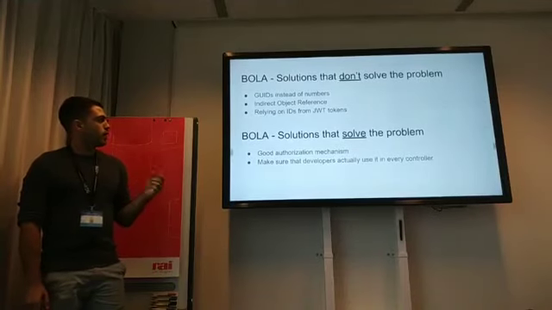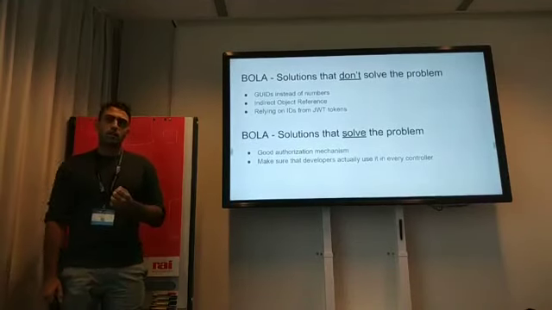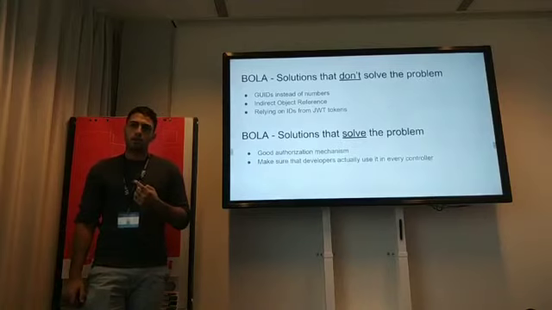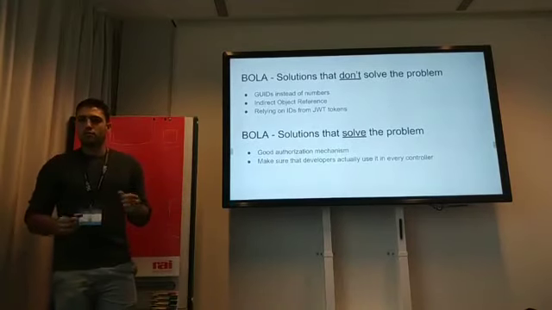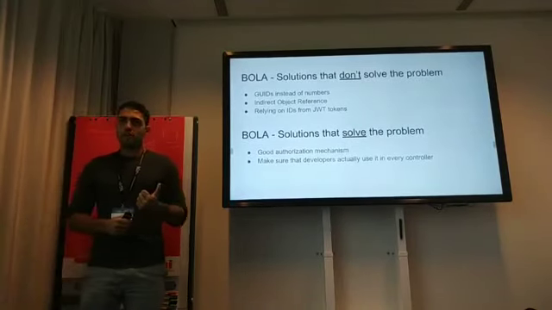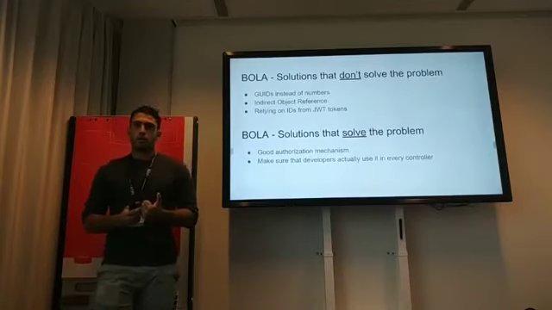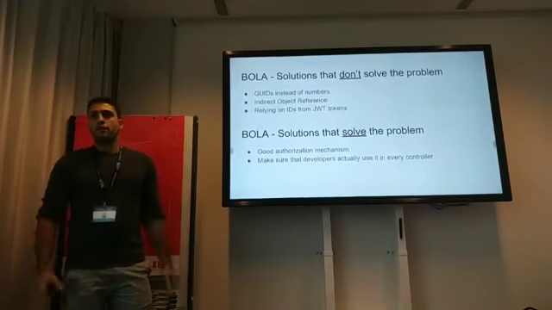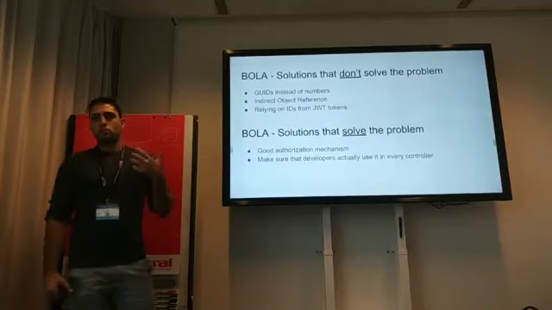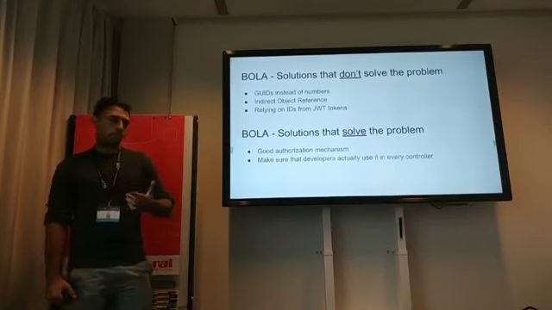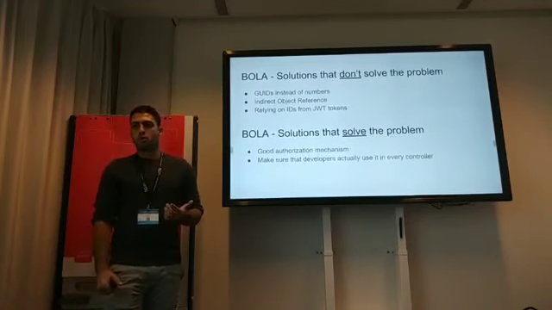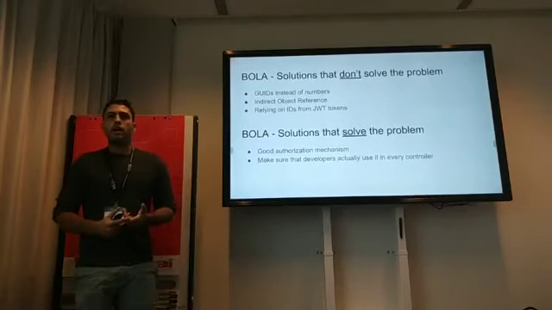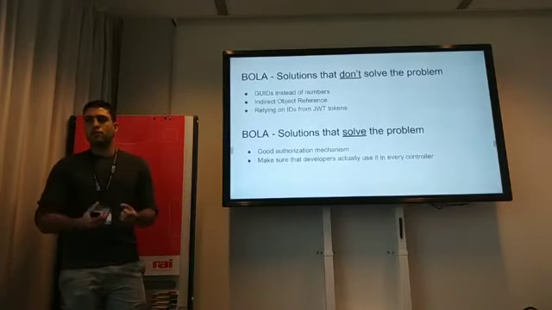Also, relying on IDs from the JWT tokens solves only one type of BOLA. Basically, in BOLA you have 2 types. The first type is based on user ID, which you can solve by comparing the ID from the JWT token. But there is a different type of BOLA, which is based on object ID. And the object ID can be many types of objects. Like in Uber, it would be a ride, it would be a receipt. And you can't really store all the IDs for one user in the JWT token.